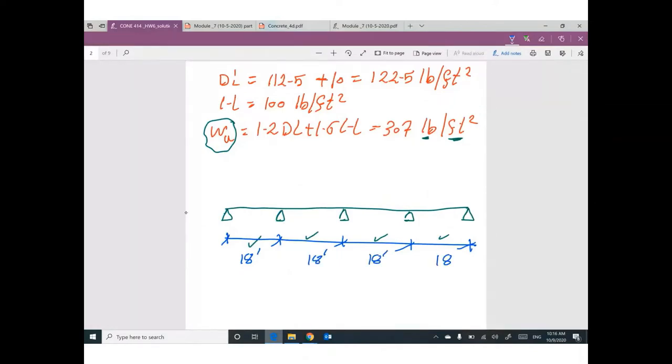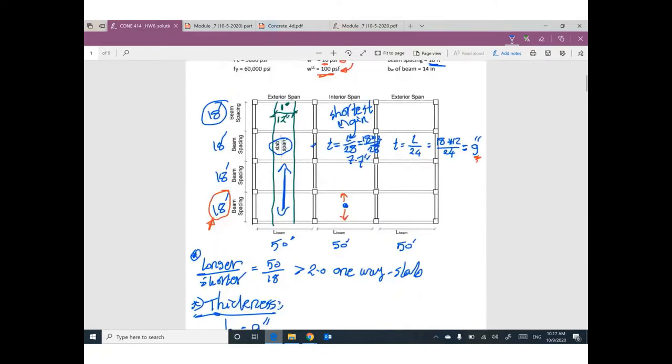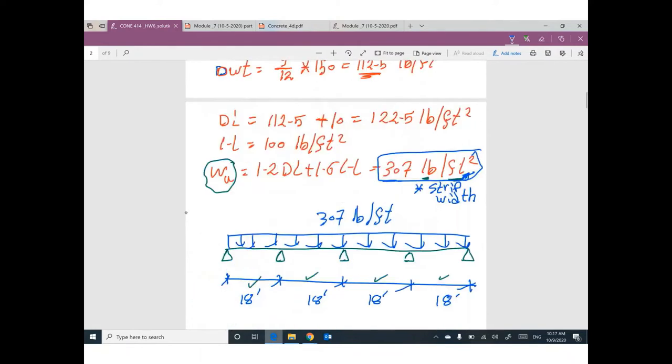And this strip with unit width will have a uniformly distributed load. How much? 307 pound per foot. It's per square foot, yes, I know, but I multiplied this value by the strip width. I multiply this value of load per surface area by the width of the strip. What was the width of the strip? It was 1 foot. So I multiply this value by 1, so it will be 307 pound per foot.